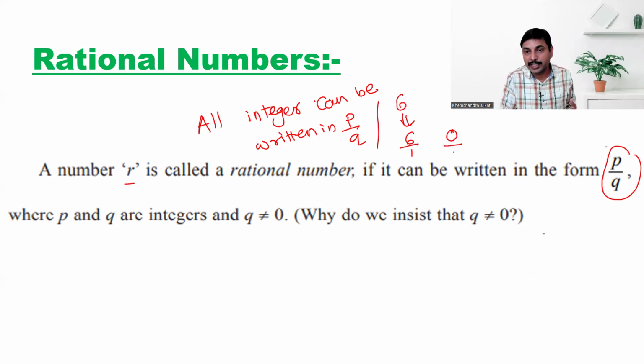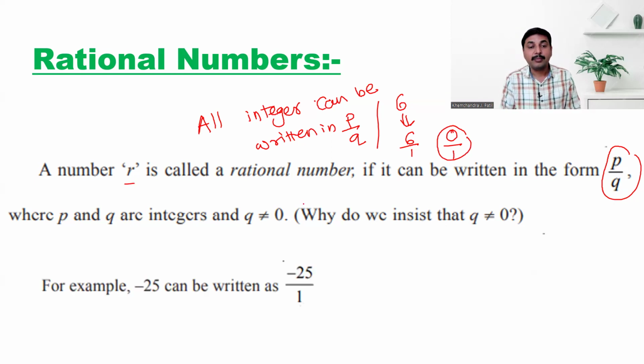I can write 0 as 0 divided by 1. So 0 is also a rational number because it's an integer. अगर integer है तो वो rational number होगा ही. Now, for example, minus 25 can be written as minus 25 divided by 1.